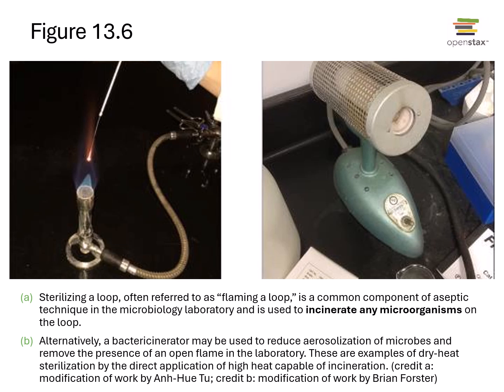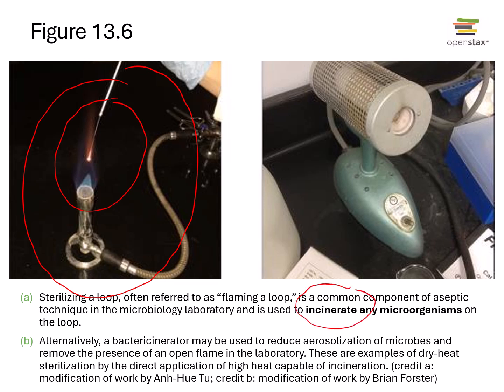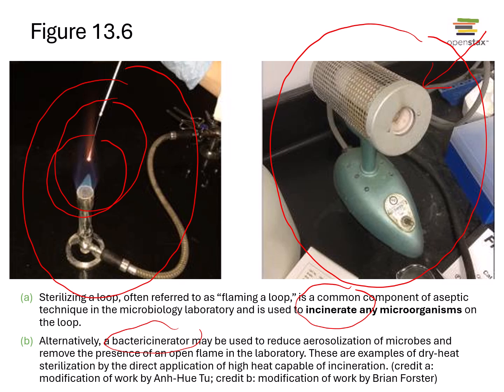And here we have two examples of dry heat. On the left, I see a Bunsen burner and someone is flaming their loop. So this is a type of incineration. We also have these types of incinerators on the right, a bacteria incinerator. And the benefit of having this instead of a flame is that it minimizes aerosolization. It also prevents the use of an open flame in the laboratory.